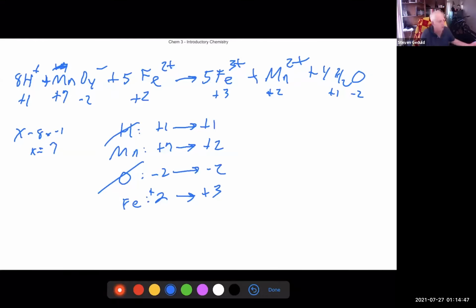Manganese went from a +7 to a +2. So it's been reduced. It's gained negative charges, made the number lower. So manganese has been reduced. Iron went from +2 to +3. It got bigger in number. So it's been oxidized. So those are the two you would circle on your final. You would say iron has been oxidized and manganese has been reduced.